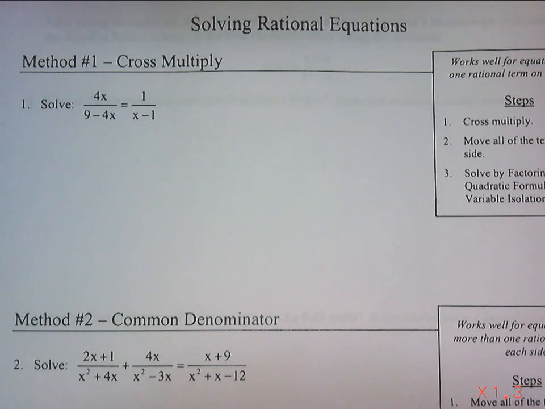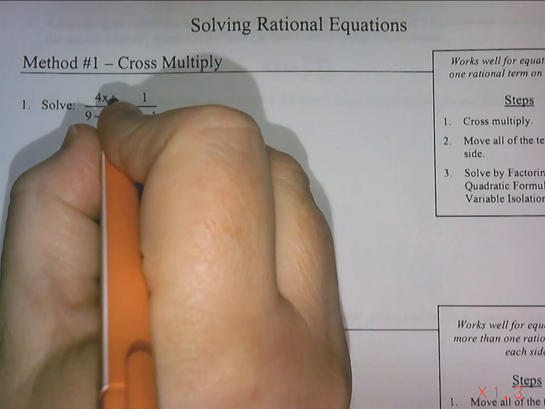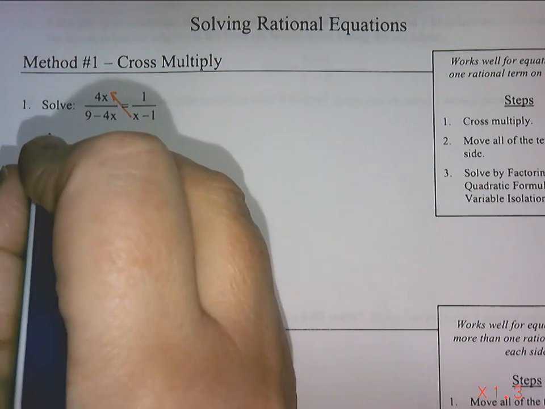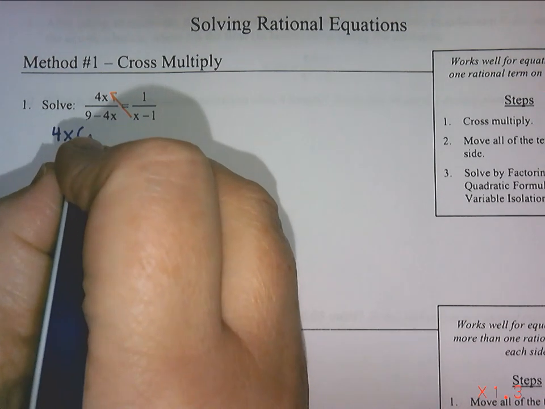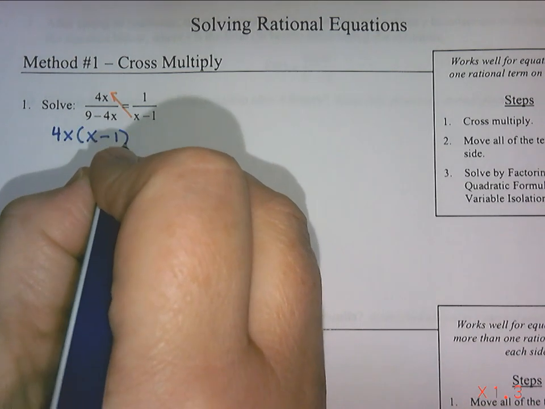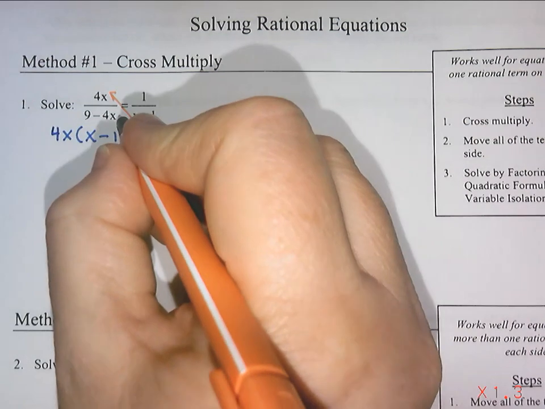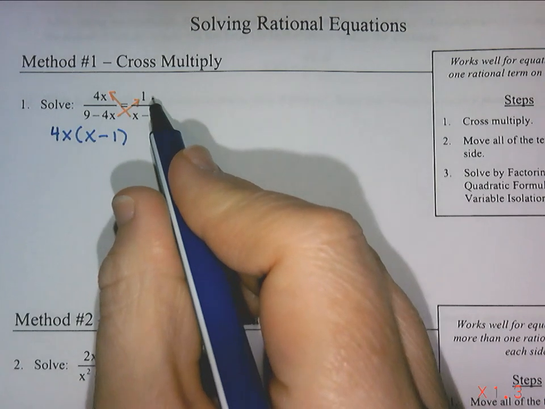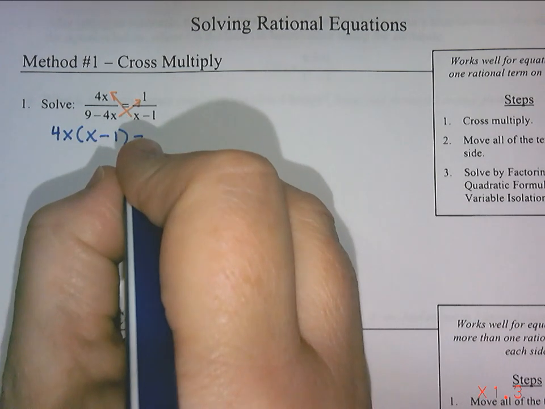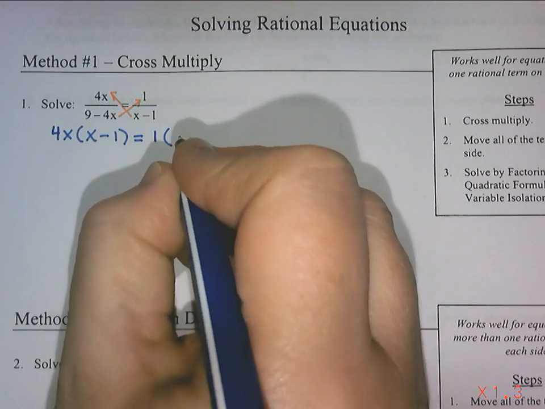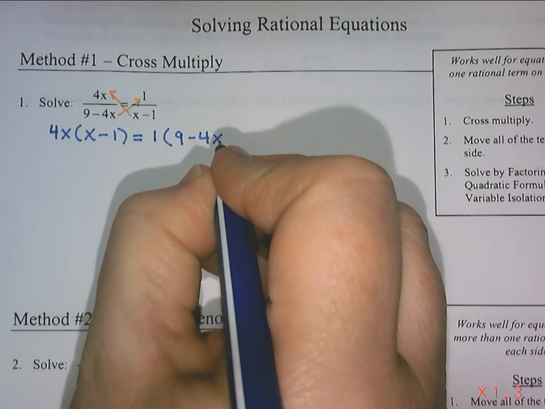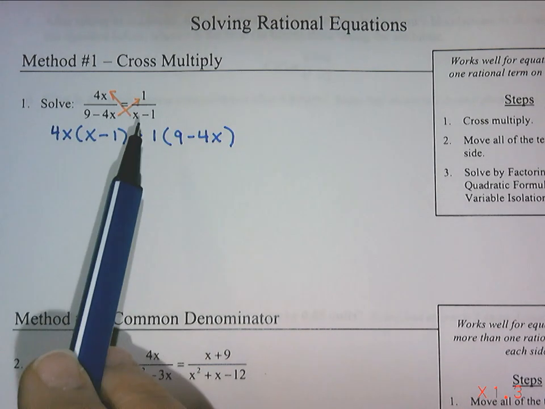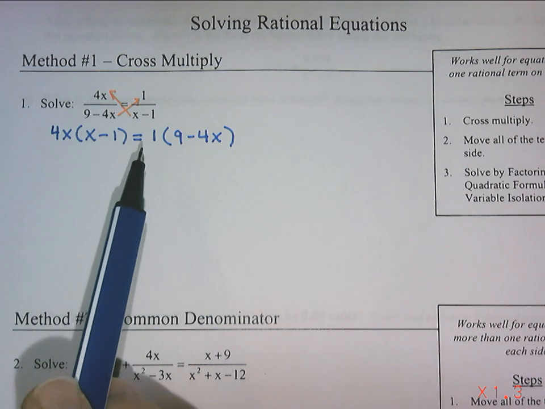I am going to start by taking x minus 1 and multiplying by 4x. You could just do the multiplication, but since this is my note, I'm actually going to write out that we're doing 4x times x minus 1. Then on the other side, I'm going to take 9 minus 4x and multiply that by the 1. The equal sign stays in the middle, and we do 1 times 9 minus 4x. You'll notice we don't have a denominator anymore. We have essentially turned our rational equation into a polynomial equation by cross multiplying.